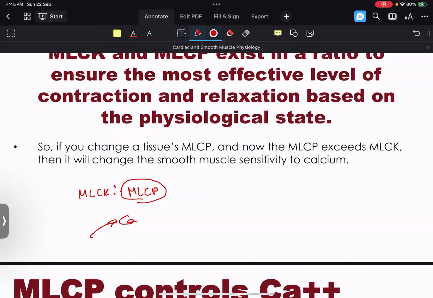So if you give the patient a drug, or if the patient has a disease or a condition that causes the MLCP to increase in this ratio, then what's going to happen is that the calcium sensitivity will decrease. So that means this tissue is now less sensitive to calcium. And that means even if you're trying to contract, because of this ratio changing, because the MLCP is now higher than the MLCK, you will be less sensitive to calcium and you will resist this contraction. You will not be able to contract. Yes, exactly. They exist in a ratio and they're both there, but either the MLCK is higher or the MLCP is higher, depending on what the tissue is trying to do.